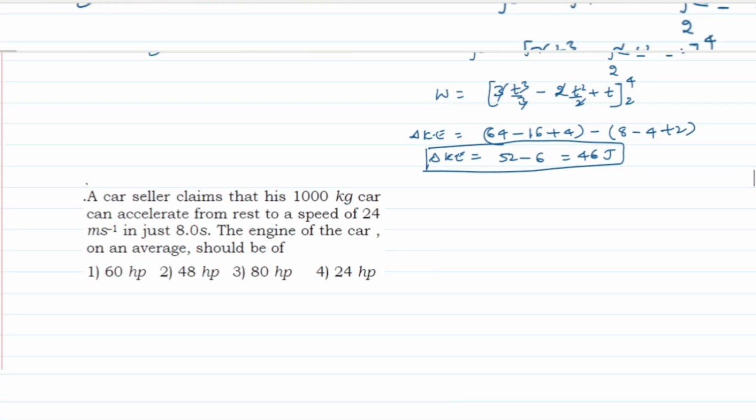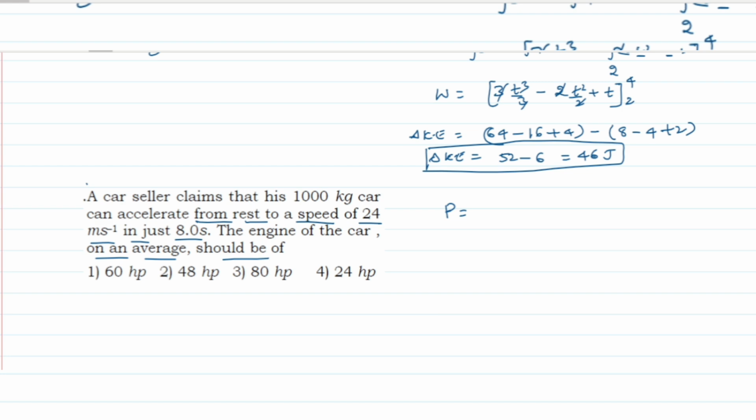A car seller claims that his 1000 kg car can accelerate from rest to a speed of 24 meter per second in just 8 seconds. The engine of the car on an average should be of what power, they are asking. So here they are asking the power value. It's going to be accelerating from rest to a speed of 24 meter per second in just 8 seconds.